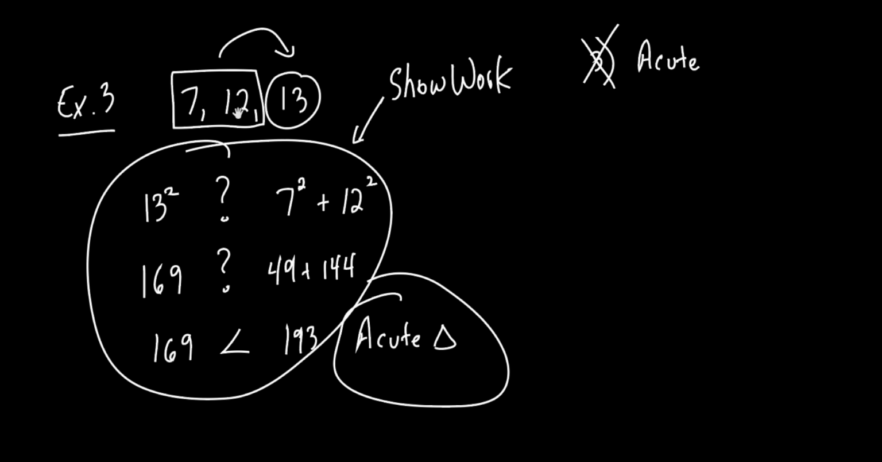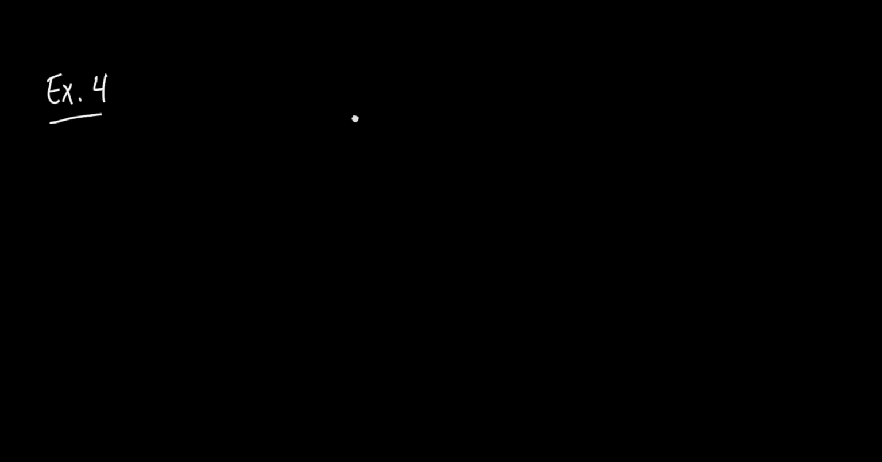All right. 7 plus 12 is 19. 19 is bigger than 13. Yep. We're good to go. We definitely know it's a triangle. Now we can figure out what kind of triangle it is. Is it right, obtuse, or acute? We got that? So now let's come up with some numbers on our own.